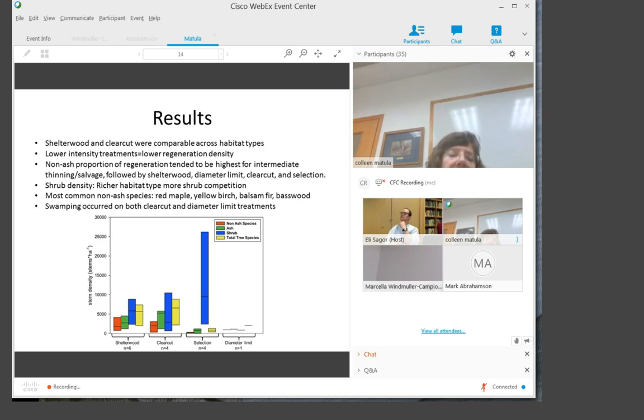Then lastly, they found that on some of the trials, swamping occurred both on clear-cut and diameter limit treatments, more so than the other treatments. And the graph just below depicts the level of ash regeneration versus non-ash regeneration in red at one of our habitat types.